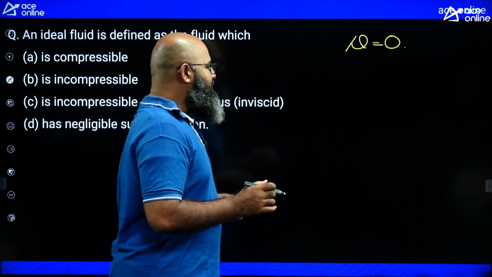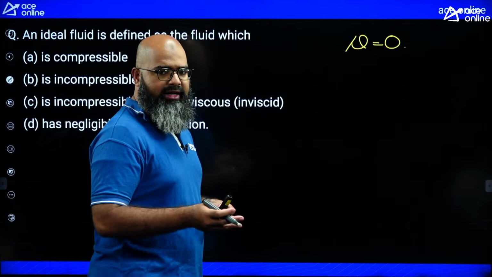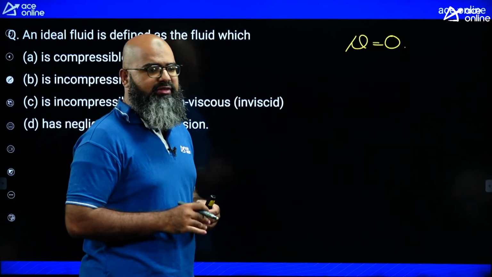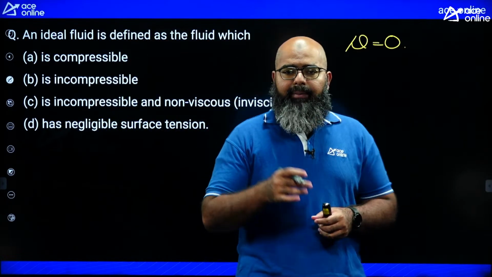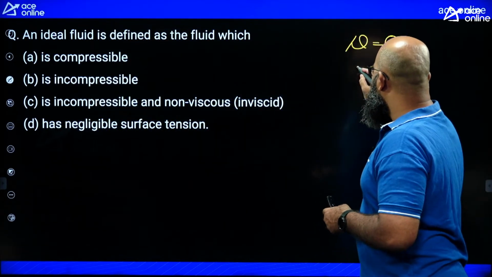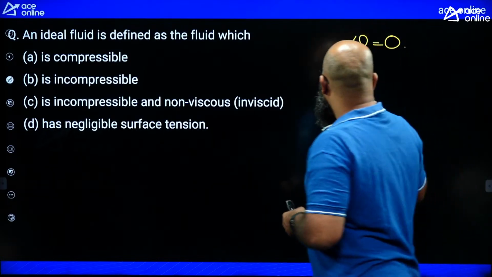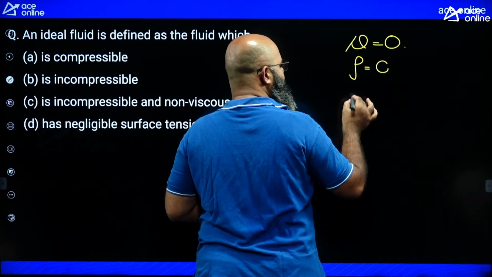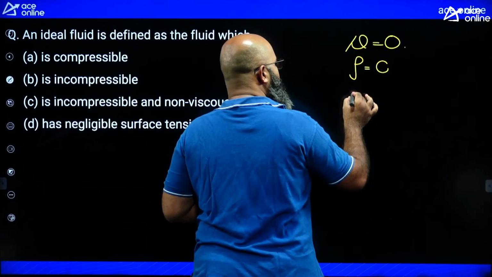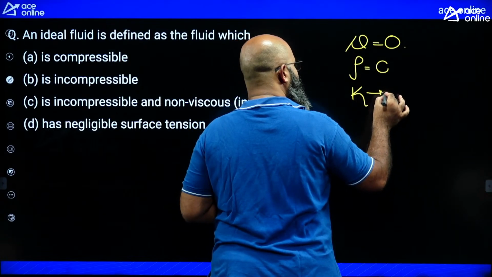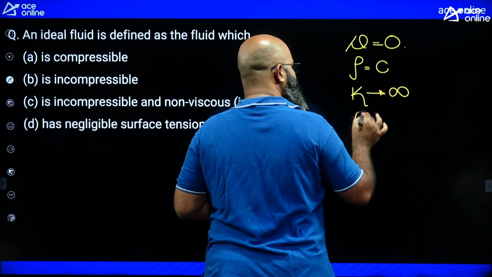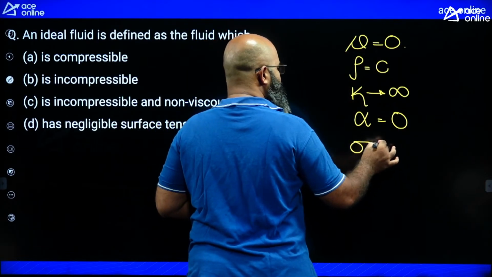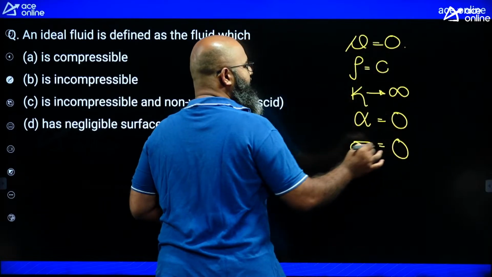Other names for ideal fluid are inviscid fluid and frictionless fluid. Apart from mu being equal to 0, it is supposed to be incompressible. If it is incompressible, density is supposed to be equal to constant. Apart from this, it is supposed to have bulk modulus tending to infinity, compressibility equal to 0. Even surface tension is equal to 0. All these are properties of ideal fluid.